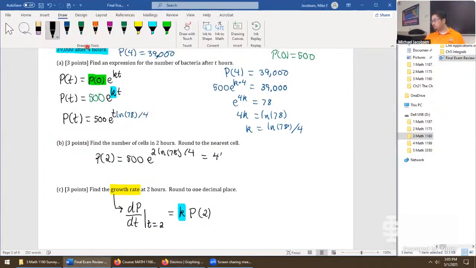So 4416 bacterial cells. Well, now we're just about done with this. We have the value for P of 2. We'll just plug this here. Any questions so far to this stage?